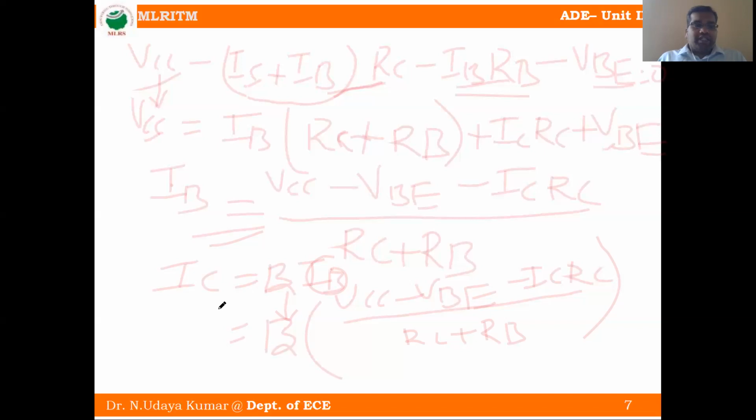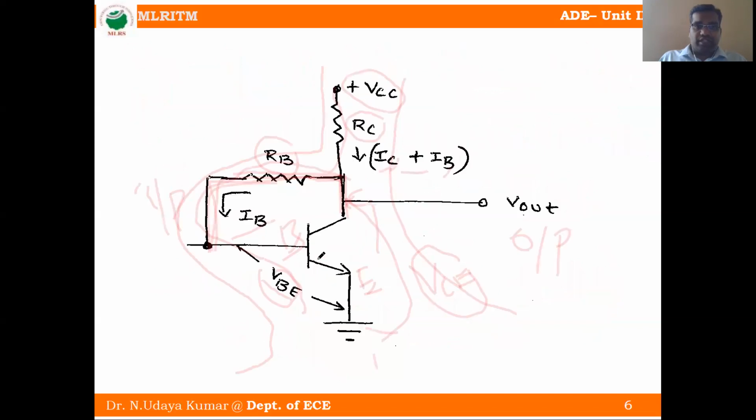Now consider the collector-emitter KVL, that means the output side KVL. We wrote the input side KVL just now. Now I have to write the output side KVL. What is the output side KVL? VCC minus IC plus IB into RC minus the voltage here, VCE. The voltage between the collector terminal and emitter terminal is called VCE.